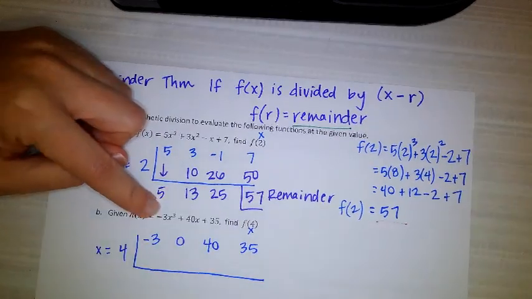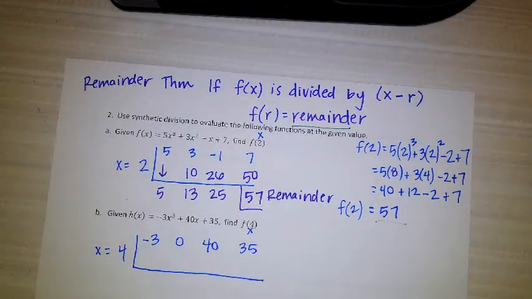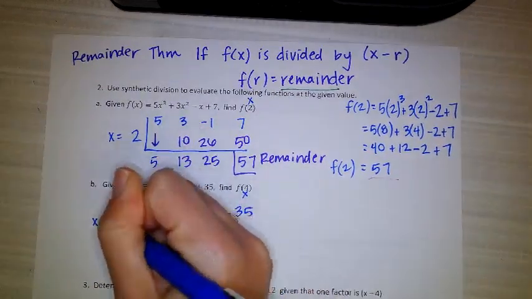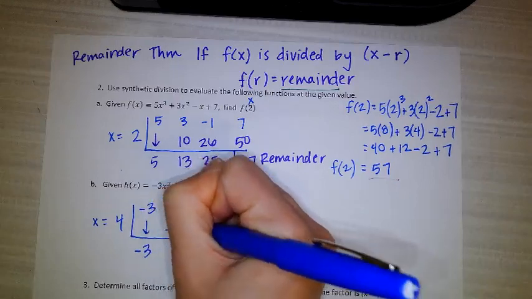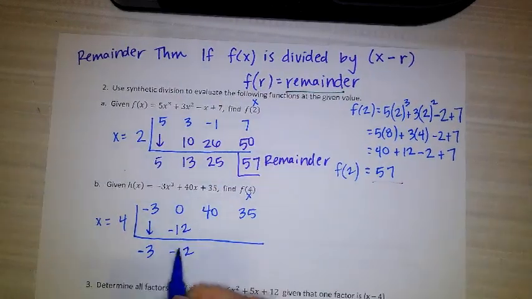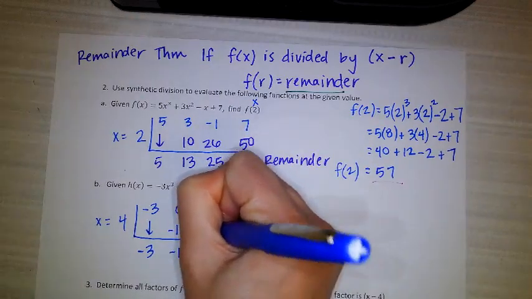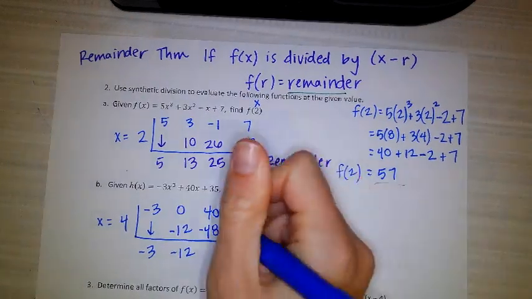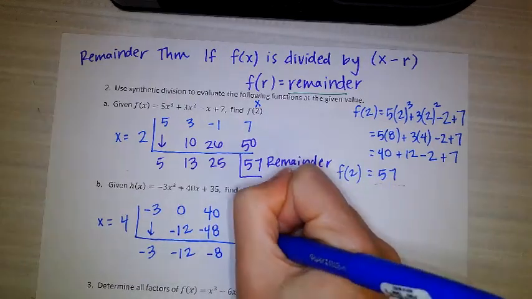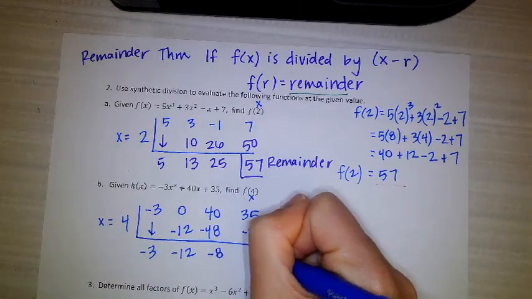And then let's do it. Bring negative 3 down. 4 times negative 3 is negative 12. Add straight down. 4 times negative 12 is negative 48. 4 times negative 8 is negative 32. Nice. So the remainder is 3.